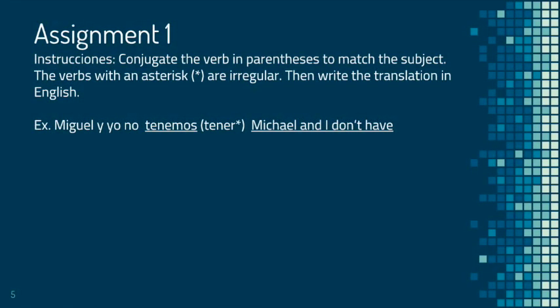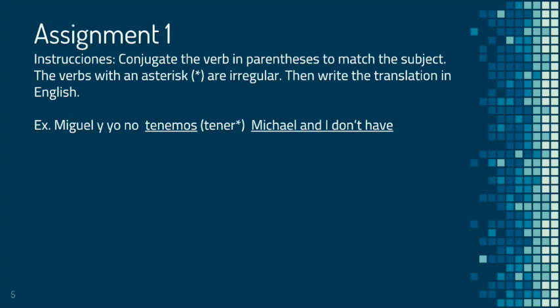All right, so your first assignment, las instrucciones dicen, the instructions say, conjugate the verb in parentheses to match the subject. The verbs with an asterisk are irregular. Then write the translation in English. So if you look at my example here, it says, Miguel y yo no, and then I have a blank.